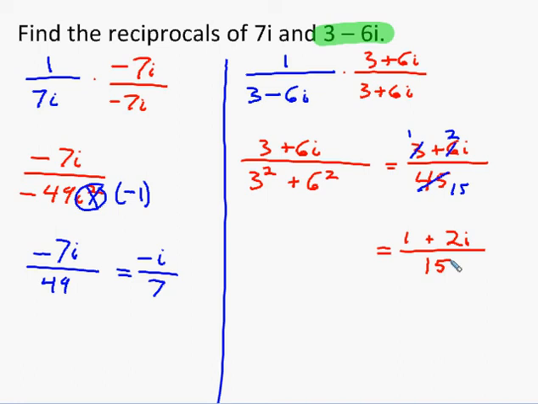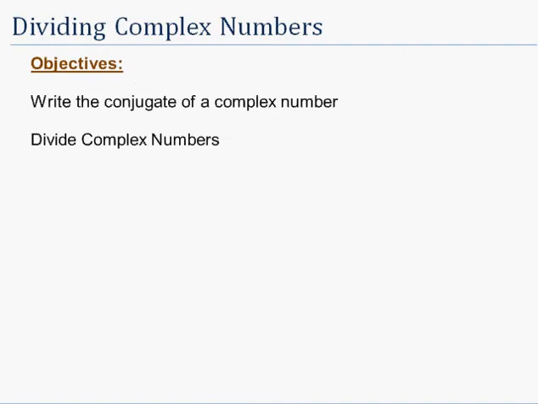That was a longer video. Hopefully you caught those different things with dividing. Again, our objectives were to write the conjugate, so we should be able to easily come up with the conjugate of a number, and then divide complex numbers. And to divide complex numbers, really what we did is we multiplied the numerator and denominator by the conjugate and then simplified from there.